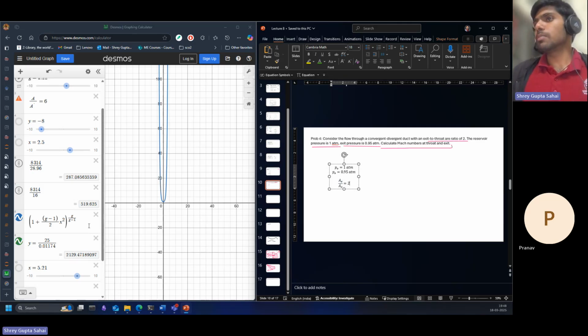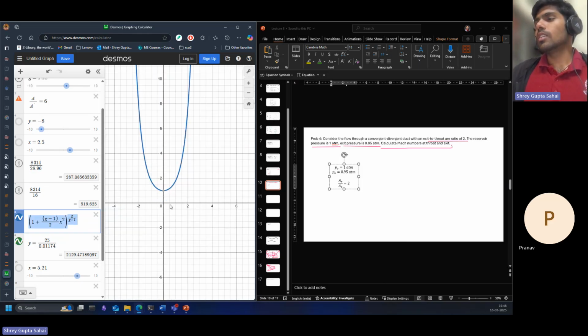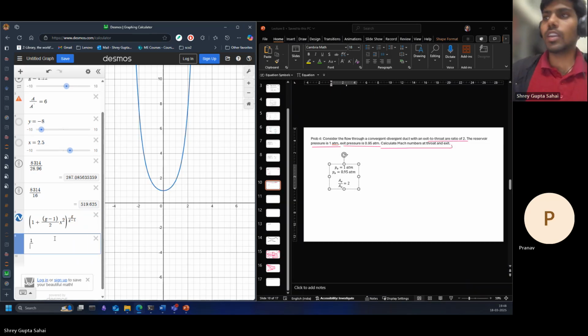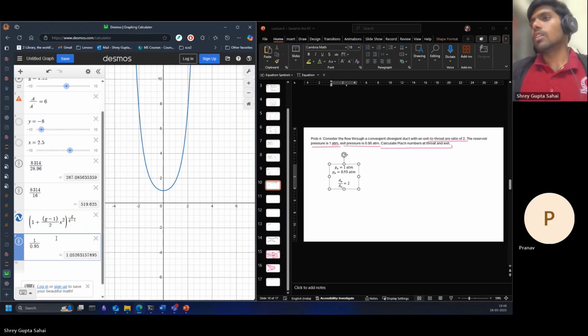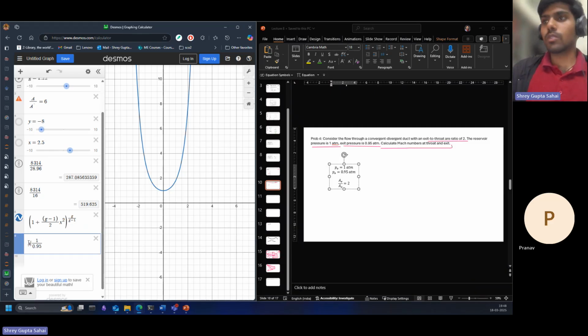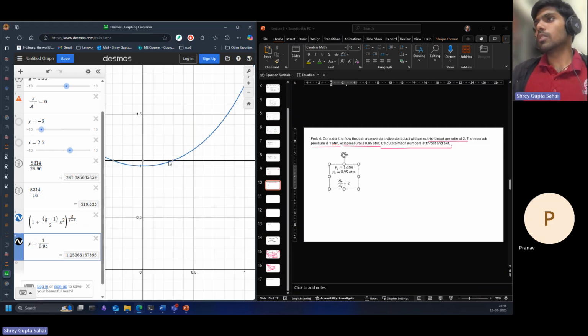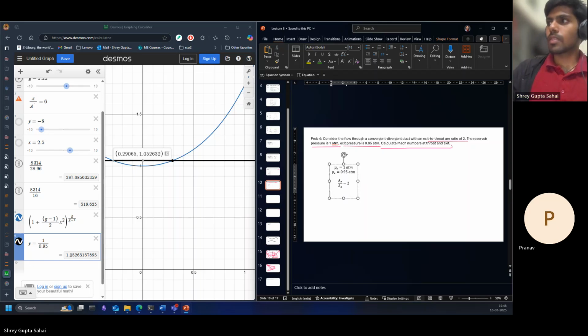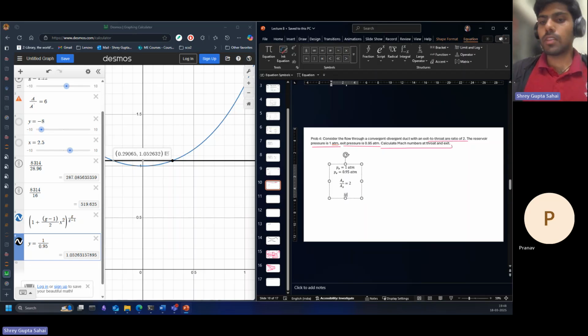So let me plot this part only. This is the pressure ratio plot. So how does this change? We have a ratio of 1 divided by 0.95. What does this value correspond to? You get my point, right? What I'm doing right now. This is 0.293. So this ratio corresponds to a Mach number of 0.3.